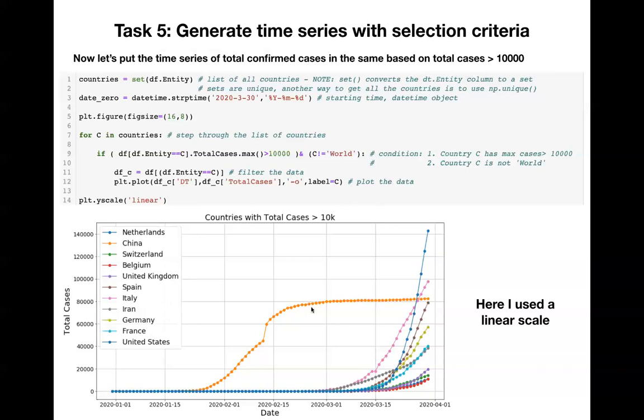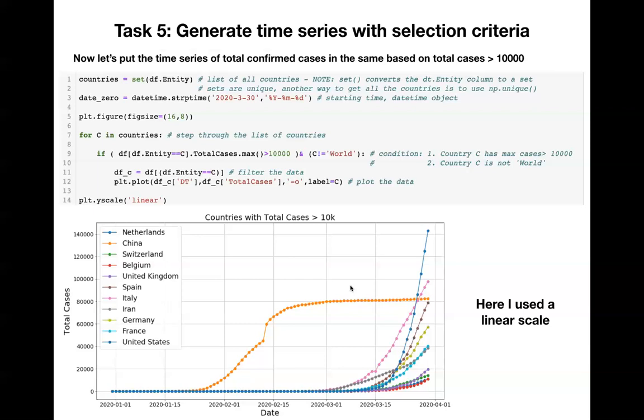If I do this, you can see that this is the kind of plot that I get. I have 1, 2, 3, 4, 5, 6, 7, 8, 9, 10, 11 countries that have total cases more than 10,000 up to March 30, which is a lot in this case. Right, so look at this. This is slightly different from the previous slide because I used a linear scale in this way, and you can change it to logarithm.